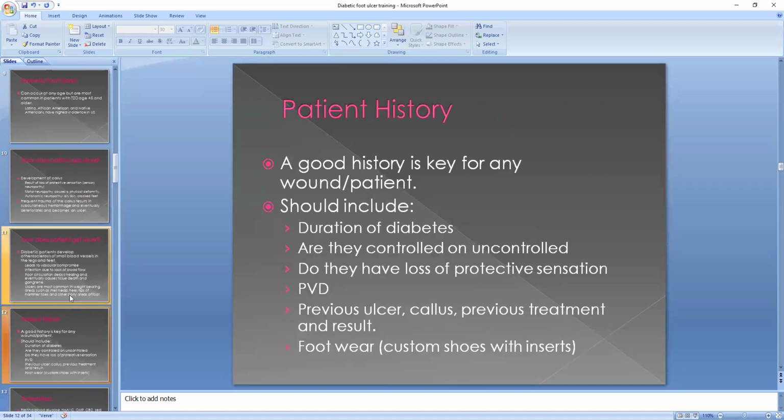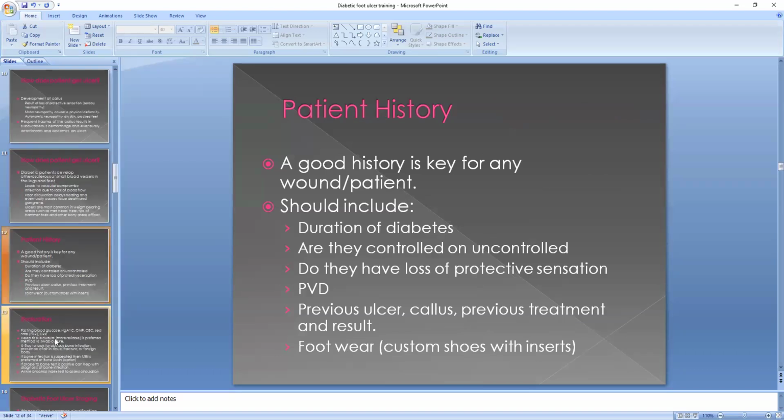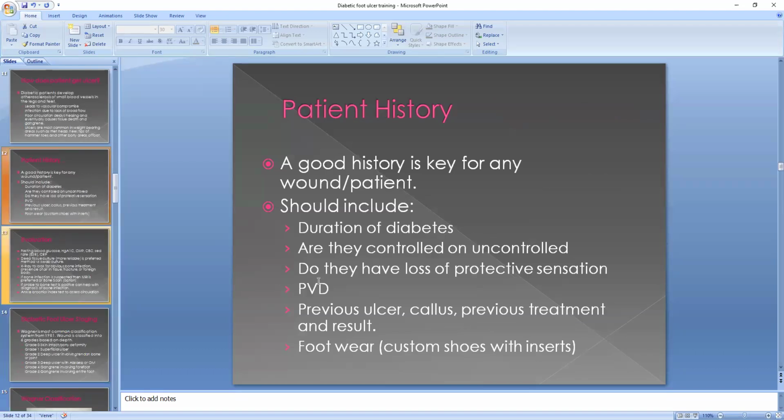Part of the workup is you want to get a good patient history. You want to know, how long have you had diabetes? Has your diabetes been controlled or uncontrolled? Very often the patient will try to fool you, but the blood work will prove otherwise. Do they have loss of protective sensation? You can do a monofilament test and touch around their foot to see if they have any sensation. You check for peripheral vascular disease. Have you had any previous ulcers before? Any calluses? How did they turn out? Did you heal up before?